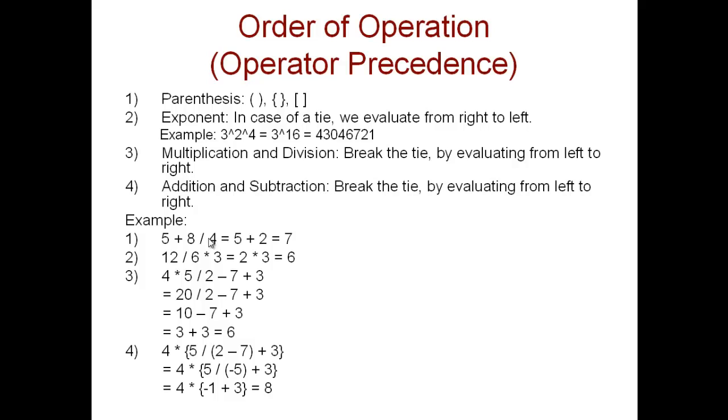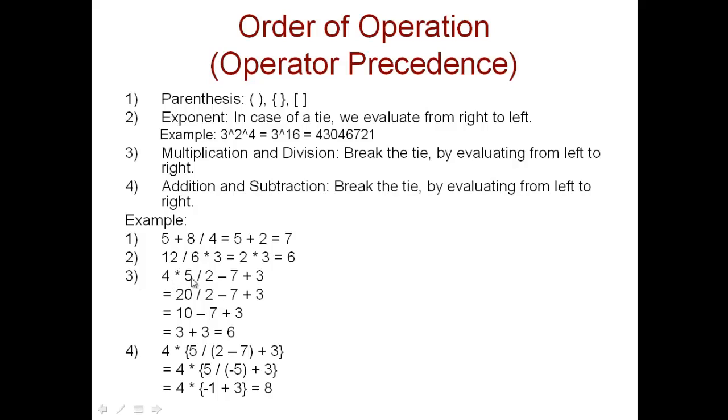And also you have 8 and 4 as integers, so what we will do is an integer division. That means you get only the quotient. Next, 12 divided by 6 star 3. Here you have multiplication and division, both with equal precedence. To break the tie, go from left to right. So it is 12 divided by 6, which is 2, times 3, which is 6.